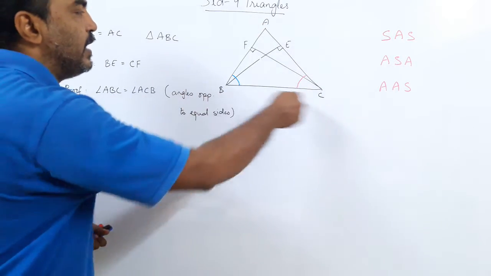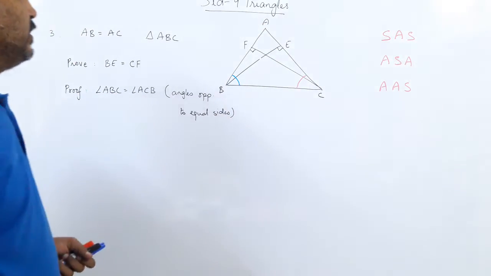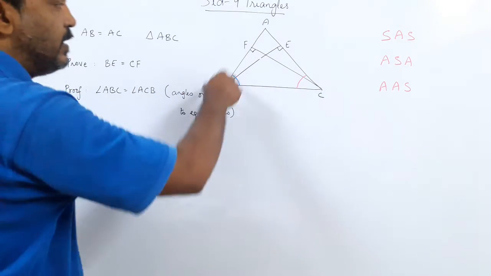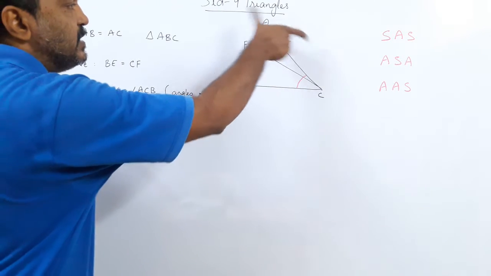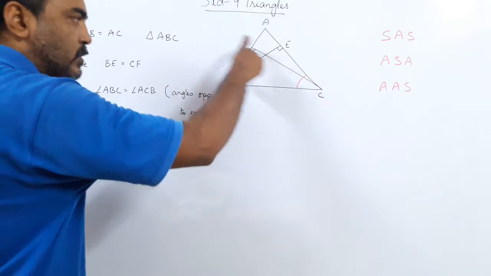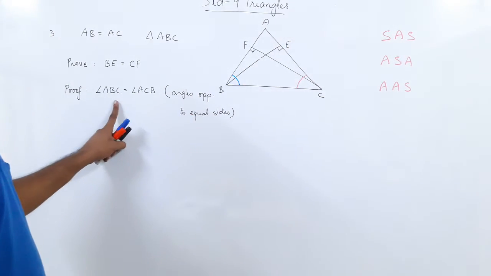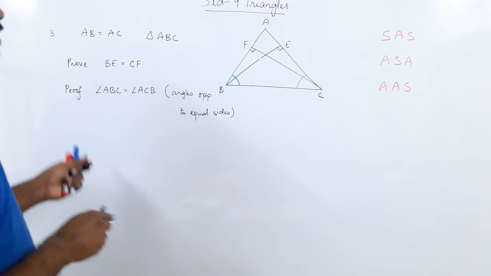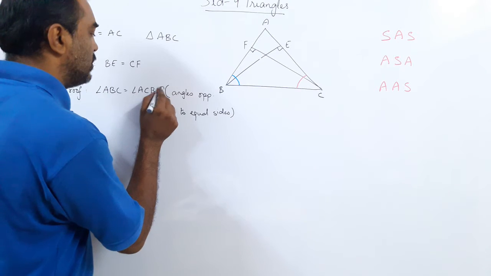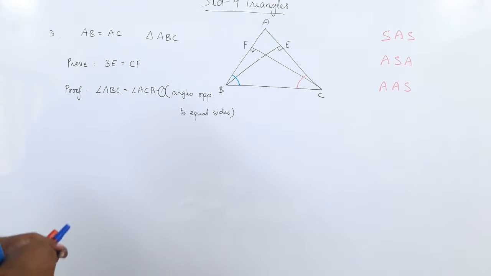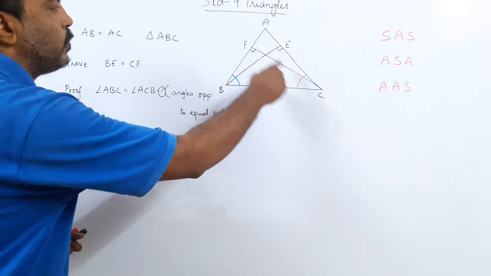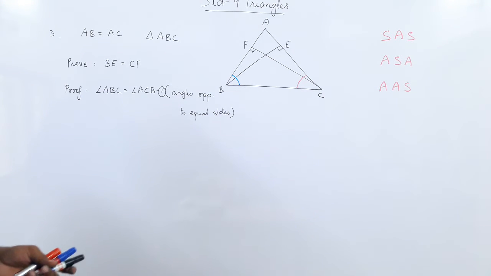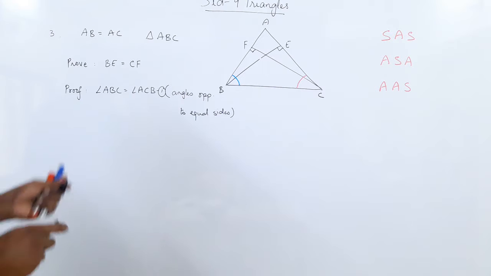The angles which are opposite to equal sides are equal. So if you look at triangle ABC, we are given AB equal to AC. So angles opposite to them will also be equal. Therefore angle ABC equal to angle ACB. We'll call this result 1. And why did we get this result? Because angles opposite to equal sides are equal. So we got this result. Now we'll proceed with the sum.